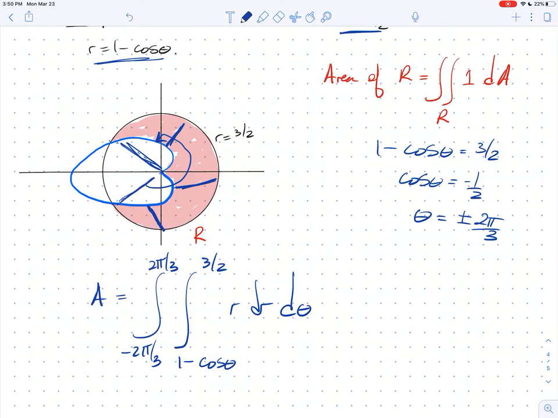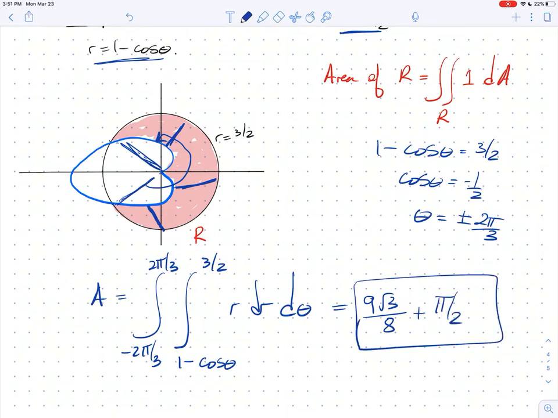Again, I'm not going to work out the details for you. This is Calc 3 after all. You're going to integrate r, you get r squared, plug in your bounds, you'll have a cosine squared, you'll have to do the angle reduction formula. I'd like you guys to work this out. Pause the video if you want, work it out, and you should come up with 9 root 3 over 8 plus pi halves. And so that wraps up my videos for section 12.3.